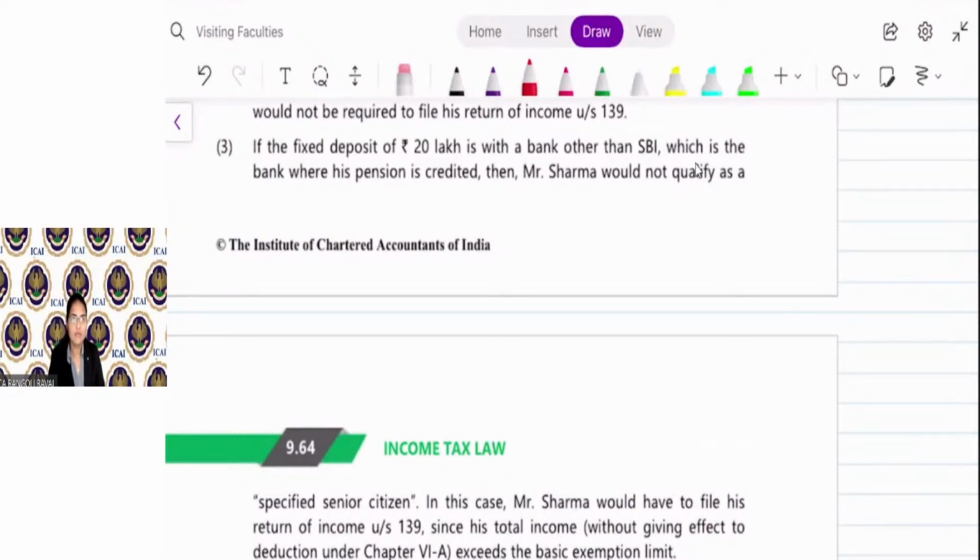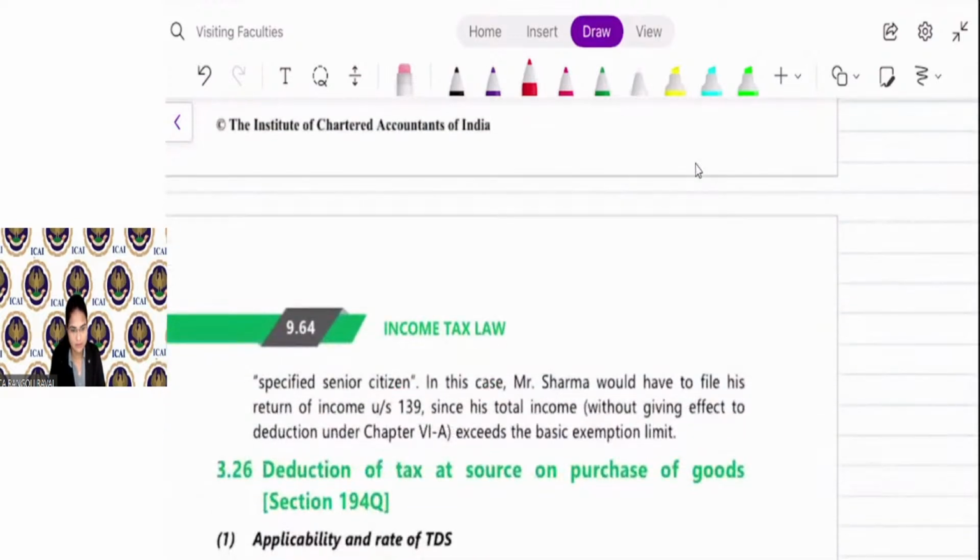If the fixed deposit of 20 lakh is with a bank other than SBI, which is the bank where his pension is credited, then Mr. Sharma would not qualify as a specified senior citizen. Rebate is available when the net income is less than 5 lakh. Here the net income is more than 5 lakh, so rebate is not available. Mr. Sharma would have to file his return of income under section 139 since his total income without giving effect to deduction under Chapter VI-A exceeds the basic exemption limit.